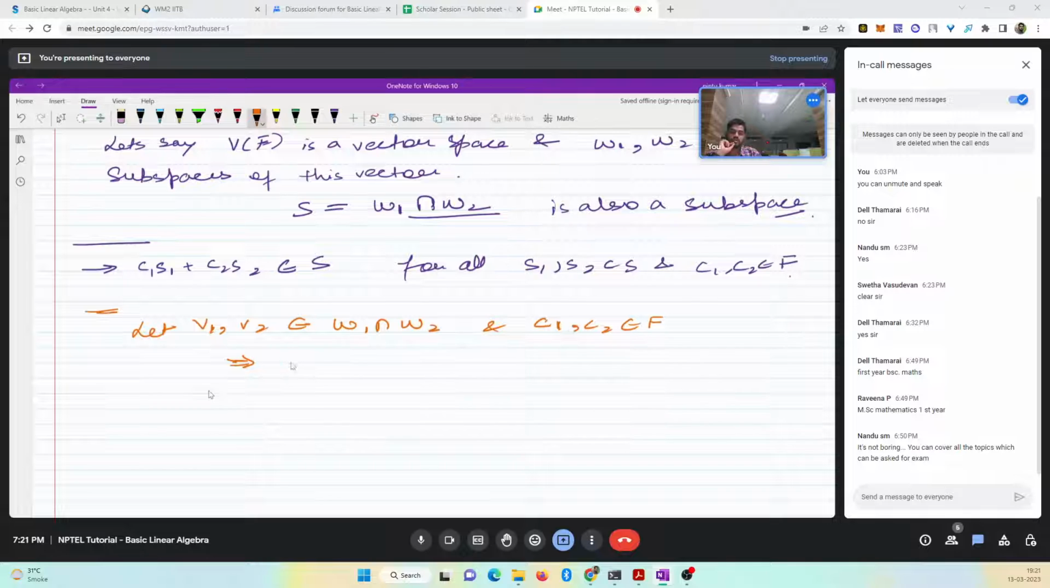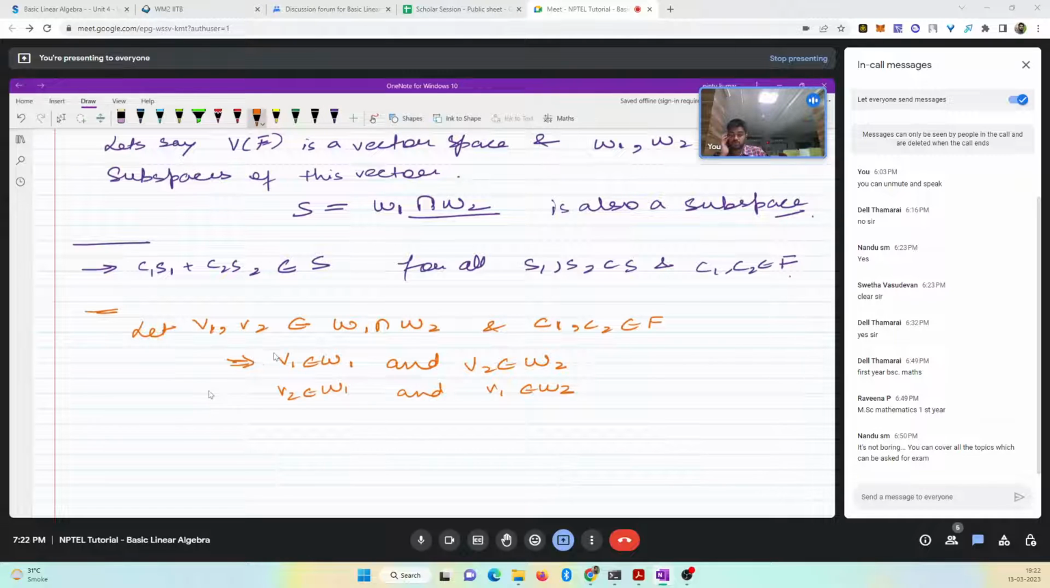What does this imply? That if I have V1 and V2 in the intersection of two sets, then V1 and V2 must be in both of these sets. So what does this mean? That V1 belongs to W1 and V2 belongs to W1, and V1 belongs to W2 and V2 belongs to W2. So both these elements belong to both these sets, right?